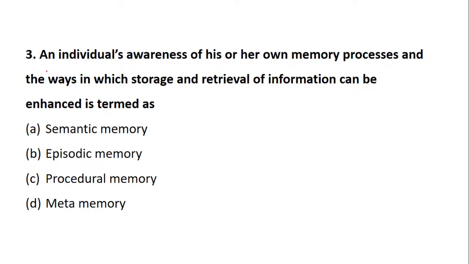The third question is a completely different question, but a very interesting question. Please put your attention, everyone. If you don't know, we will discuss it, but let's read the question. An individual's awareness of his or her own memory processes, and the ways in which storage and retrieval of information can be enhanced, is called what? Semantic memory, episodic memory, procedural memory or metamemory.